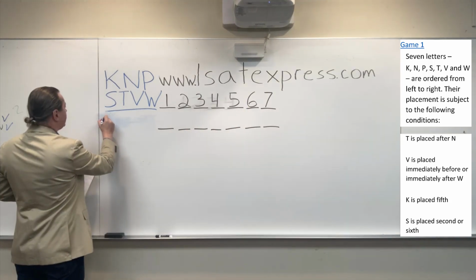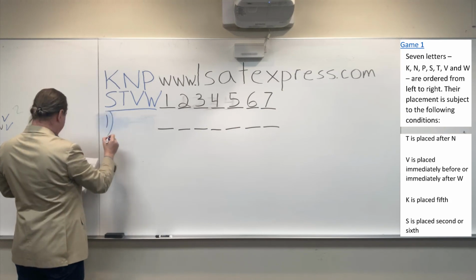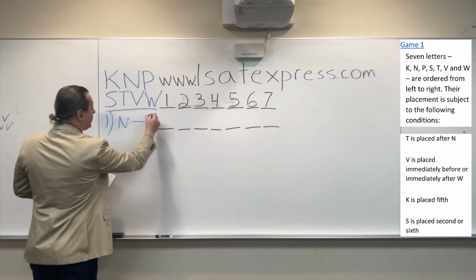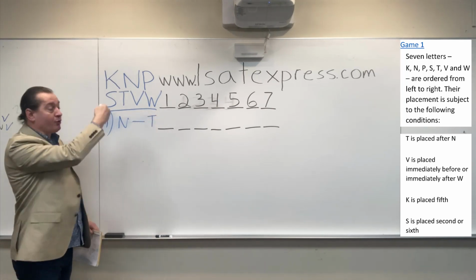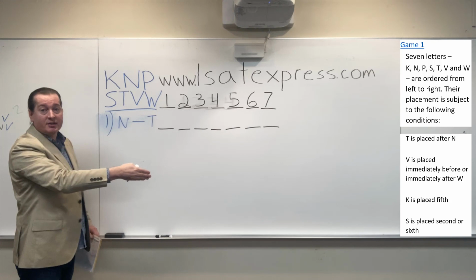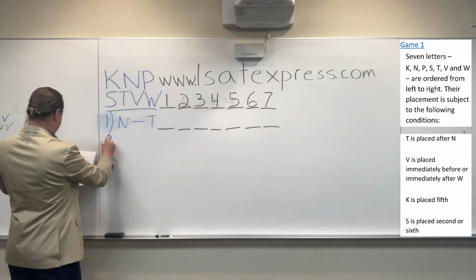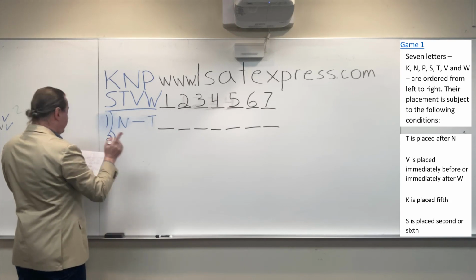Let's write out the rules here. Rule 1, T is placed after N. So here's N. T is somewhere to its right. It might be right next to N. It might be a few slots after N. But T is somewhere to the right of N. Okay, simple enough. Rule 2. This is interesting.